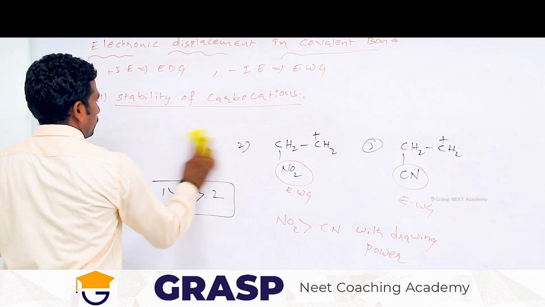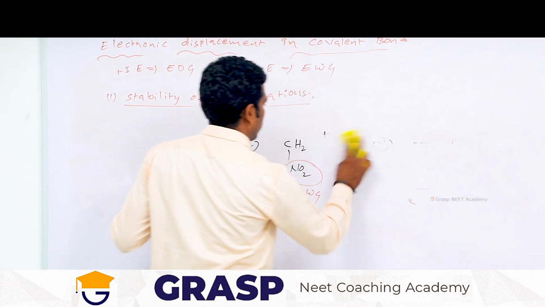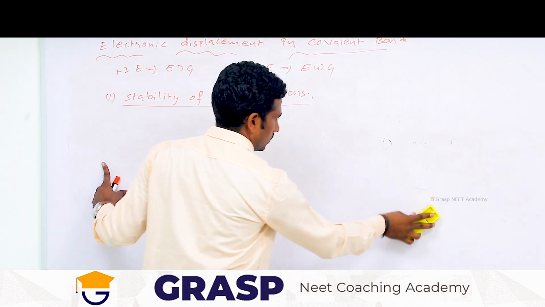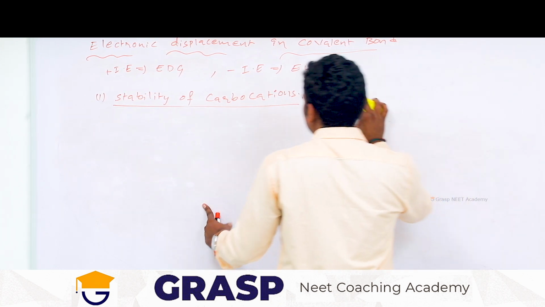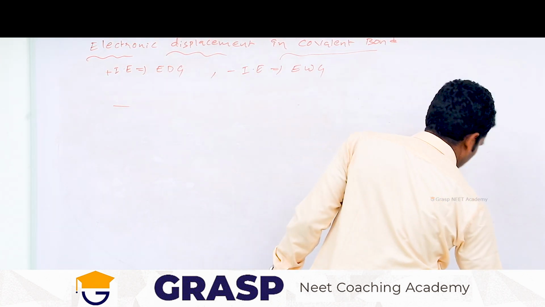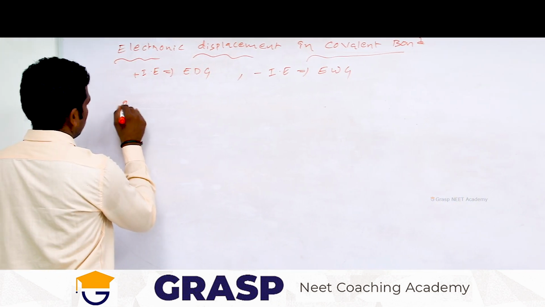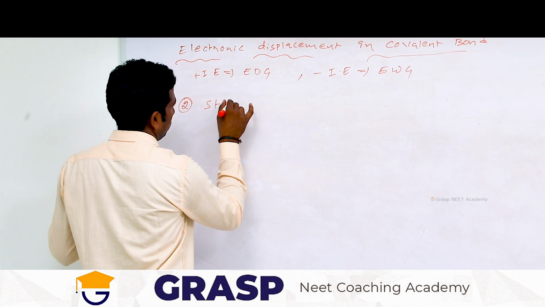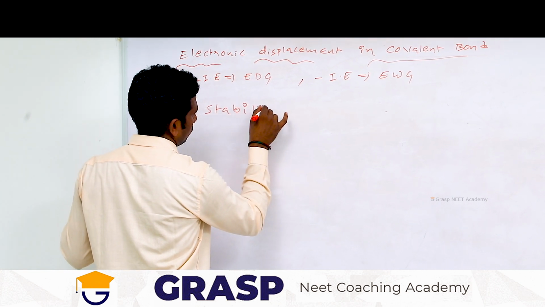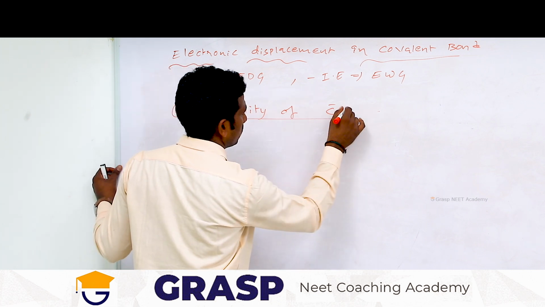The same thing you can apply to free radicals also. The same concept is applicable to free radicals. Then you can go for the stability of carbanions. Second one: stability of carbanion. If carbon is carrying a negative charge, that is called a carbanion.